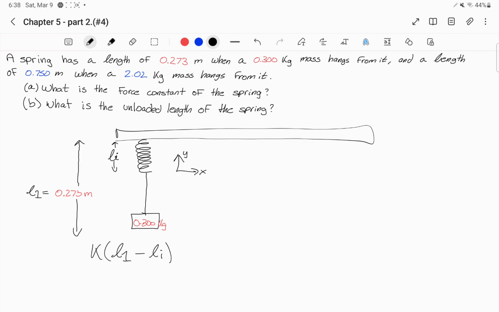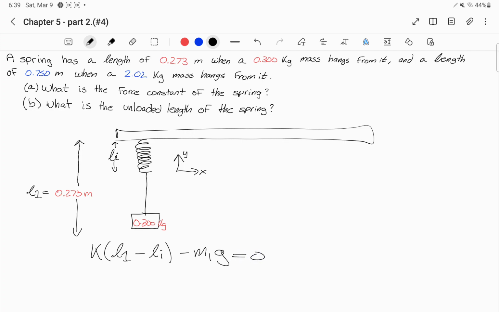Now we need another expression for the force exerted on the mass by gravity. Using the coordinate system that we established, the direction of the force of gravity acting on the mass will be negative. So we will have negative m1 times gravity. So putting this all together, we'll set it equal to 0.